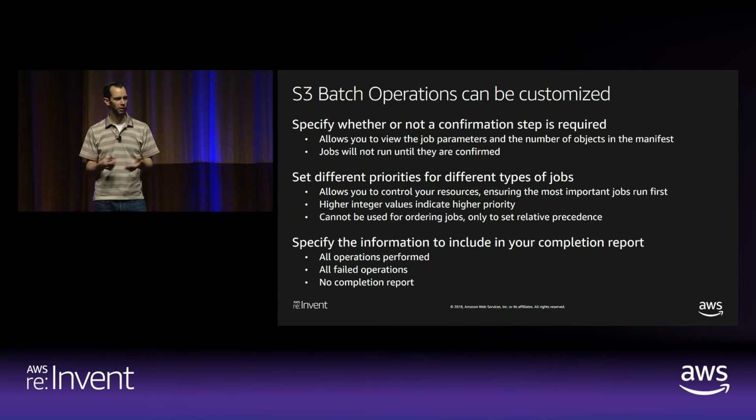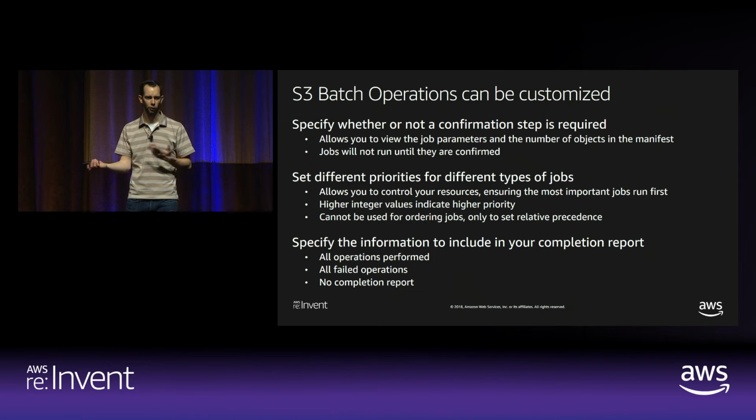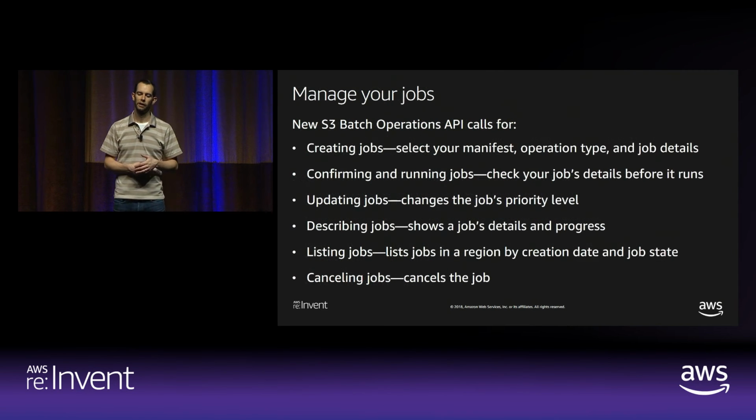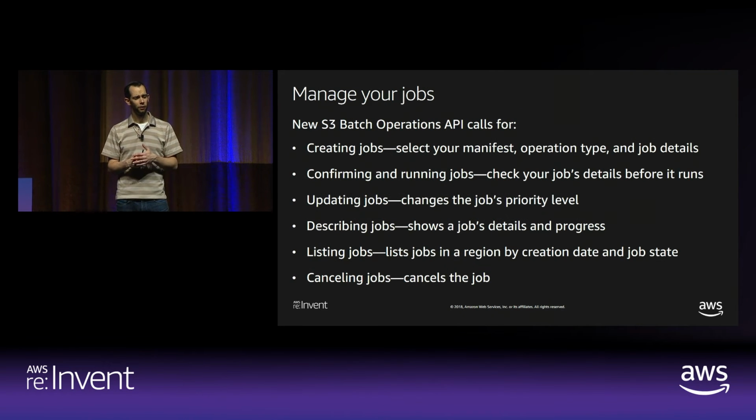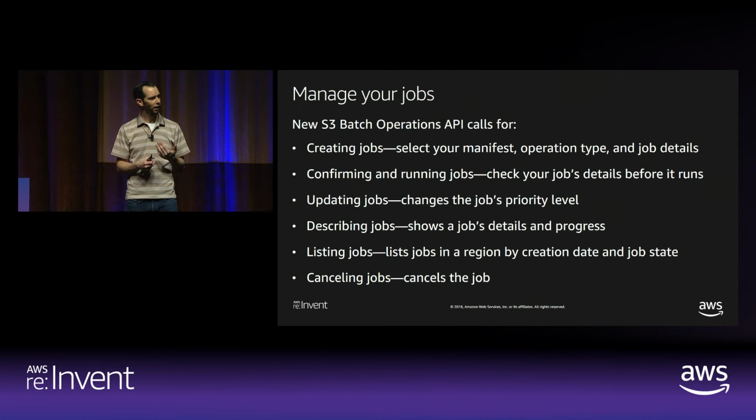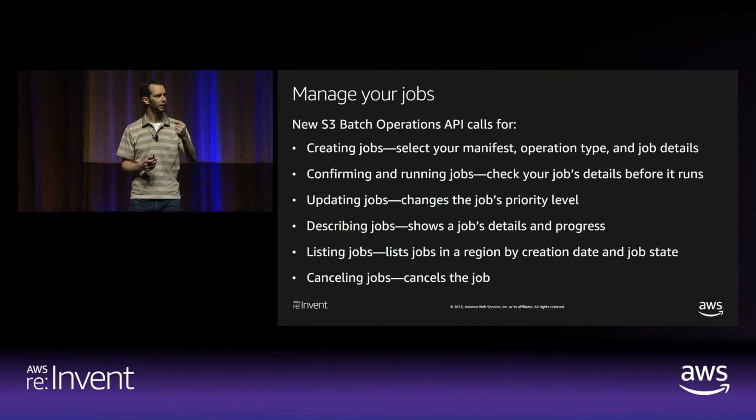And then specify the information to include in your completion report. So you have those flavors of everything, only failed, or no completion report at all. You can manage your jobs. There's a number of new APIs we're introducing for this. You saw the create flows, so that one makes a lot of sense. Confirming and running the jobs is a step that you would then go in and say, this job is now confirmed. That'll be an API call.